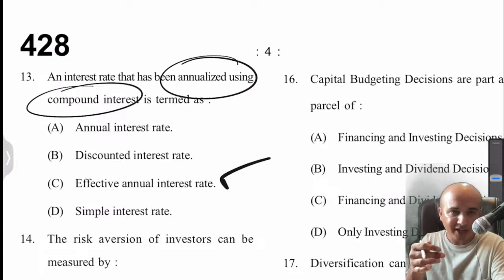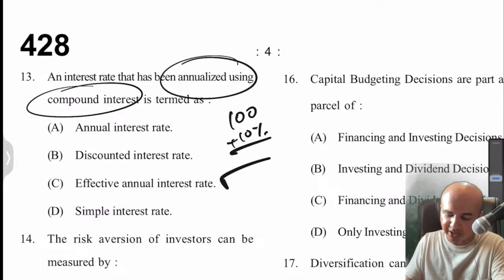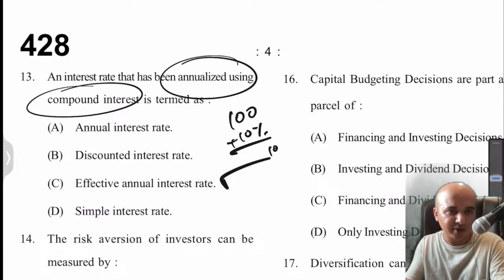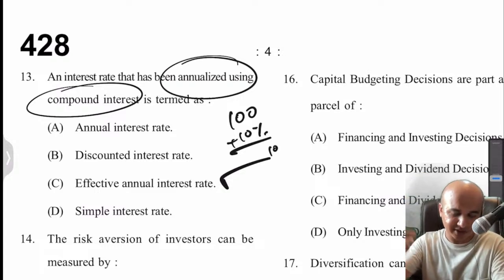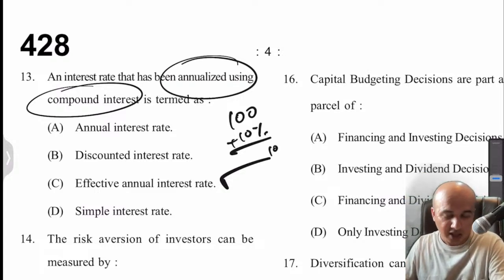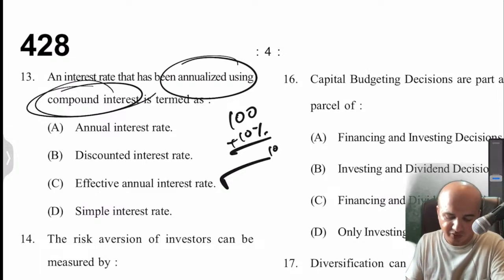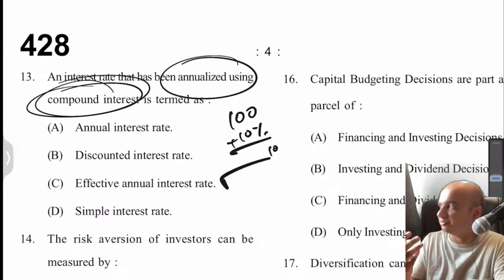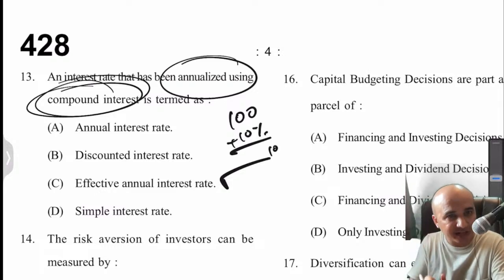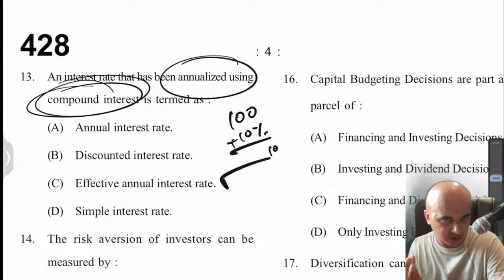Whereas in case of compounding, you know how it works. 100, then first year I get 10%, then it will be 10 rupees, then again my investment will increase to 110, on that I'll get 10%. That is how compounding works. Then discounted interest rate is also not something which works here, because it is nothing but the rate that has been reduced or discounted from its original value.